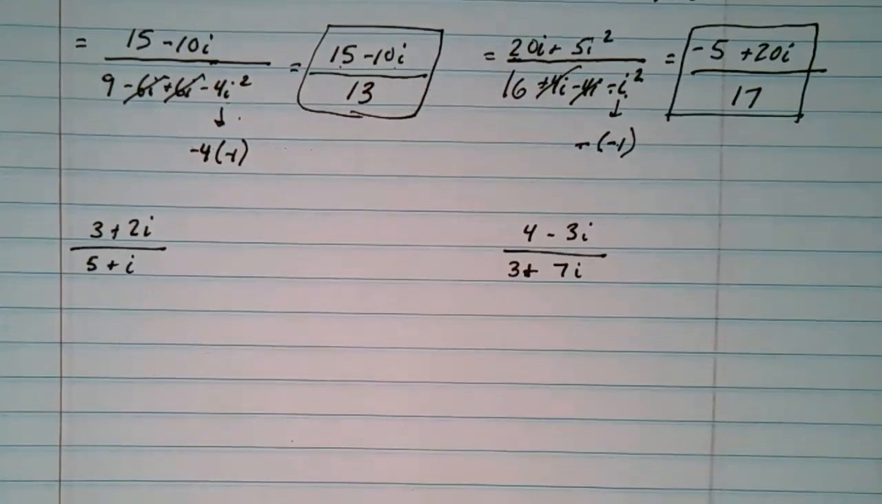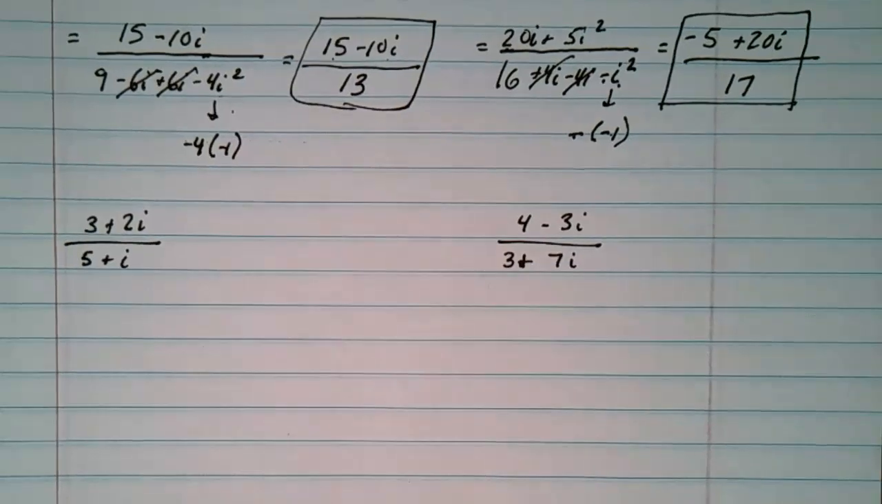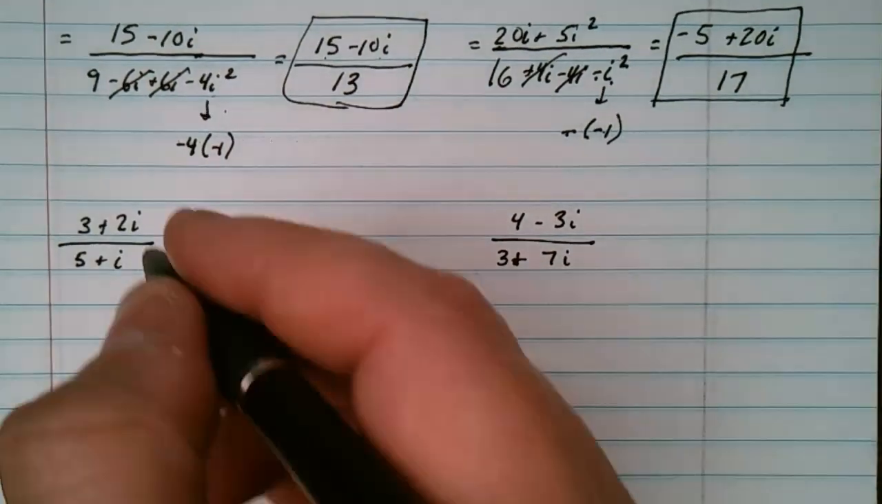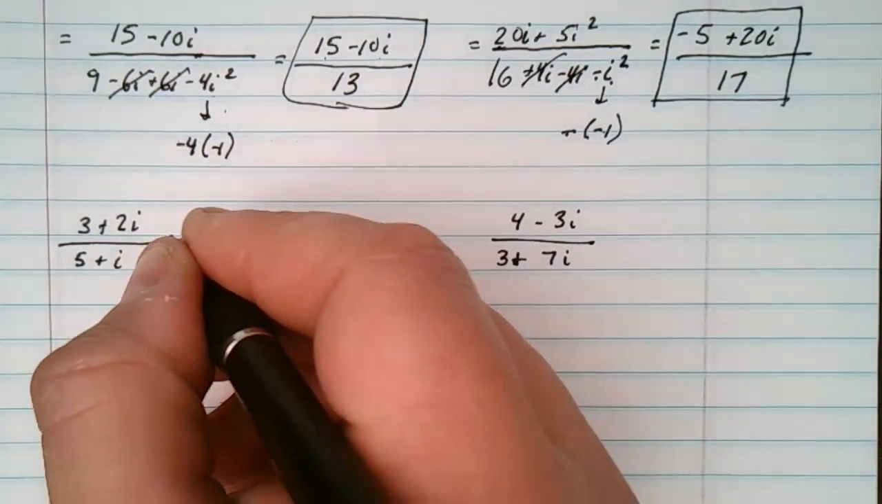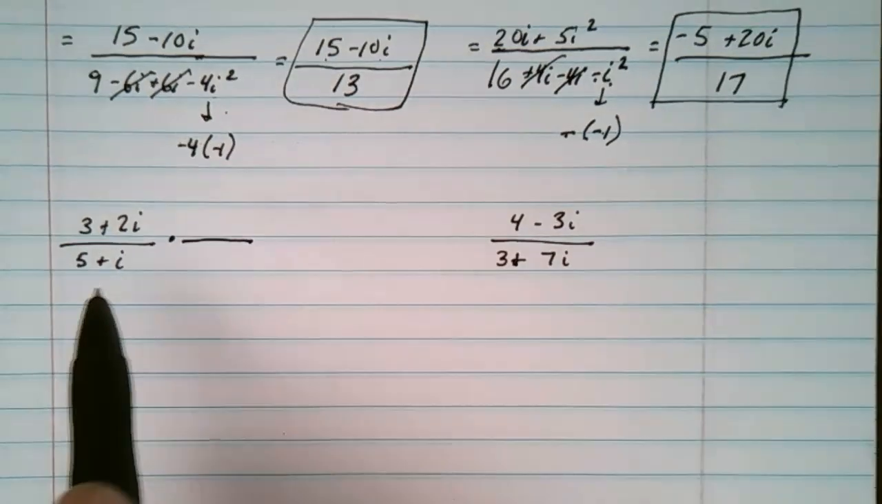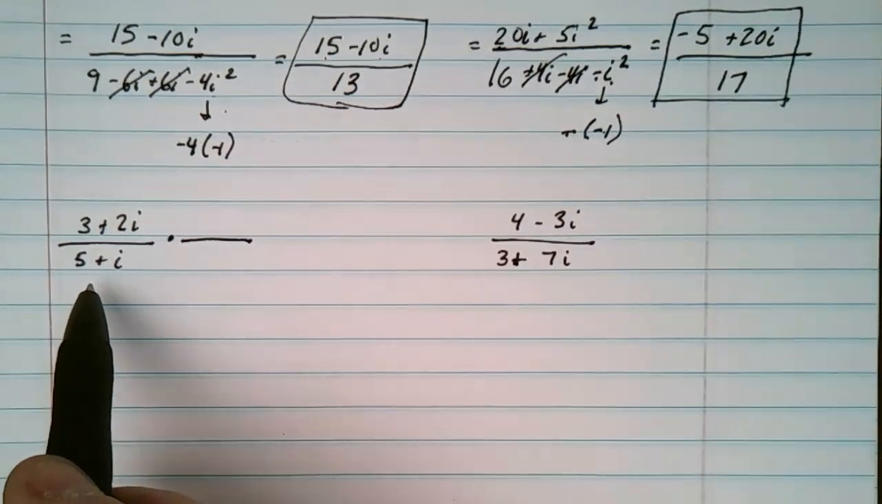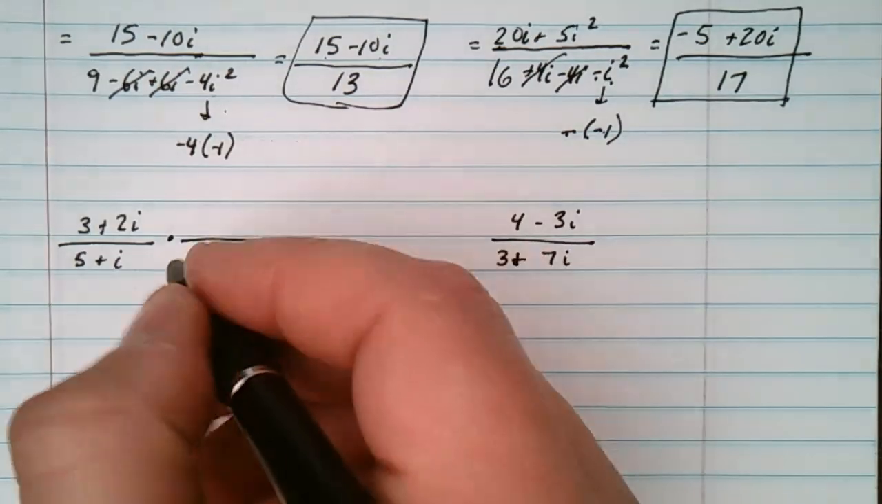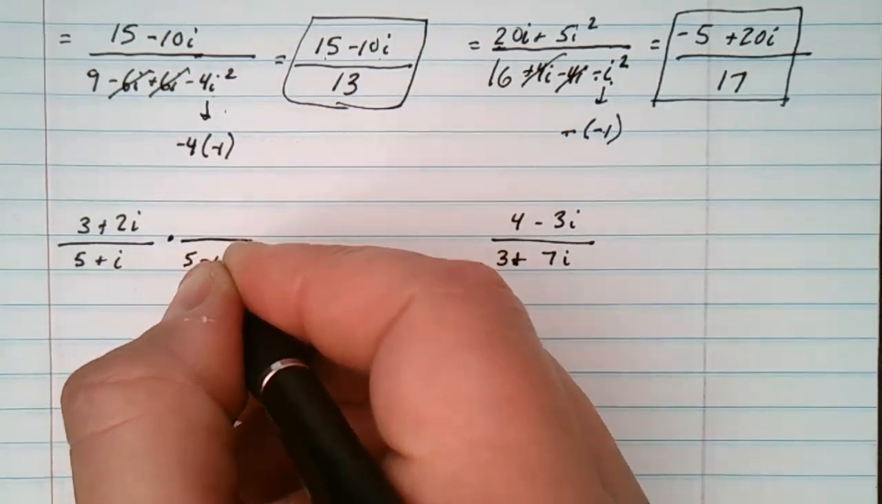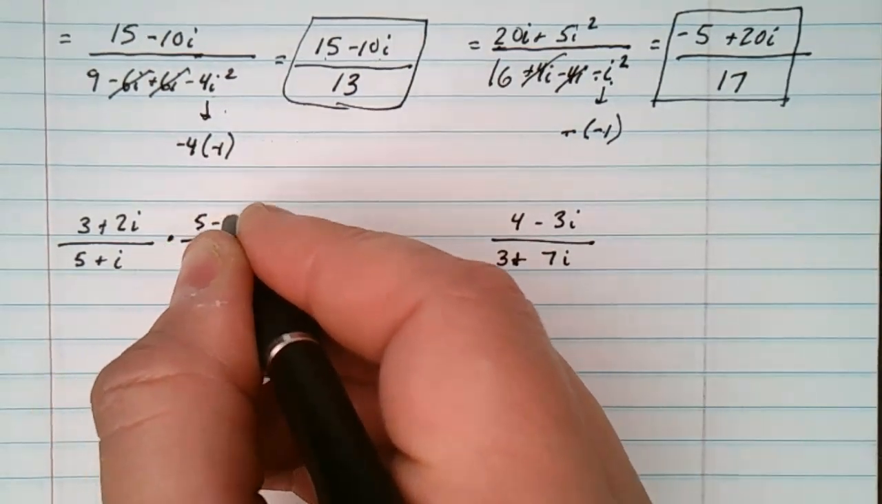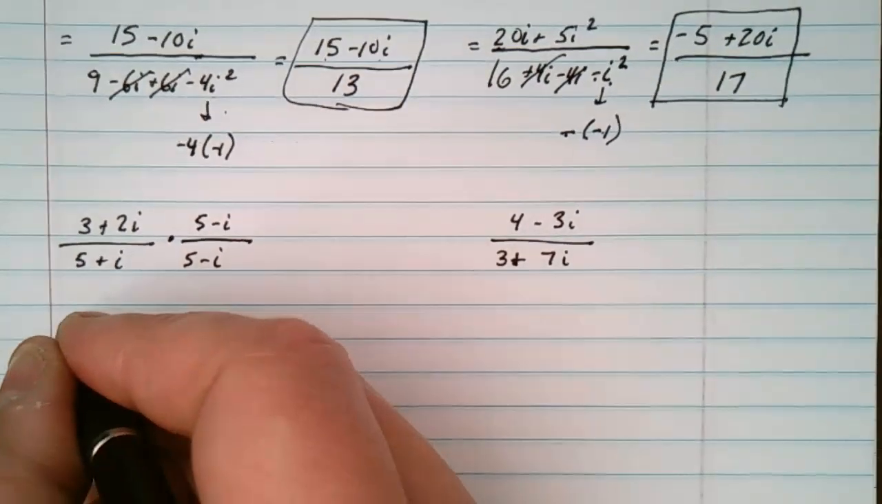Couple more of these for you folks. So here goes: 3 plus 2i over 5 plus i. Same thing. We're going to multiply by the conjugate. Now the important part is, remember, the denominator is the one breaking the rule. So we multiply by the denominator's conjugate, which will be 5 minus i, and you multiply by that on top and bottom.